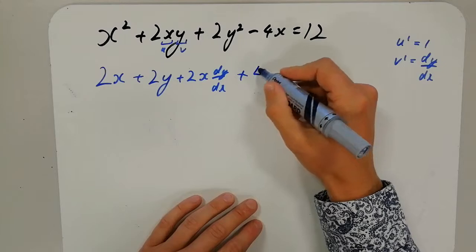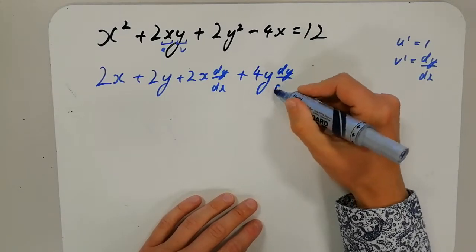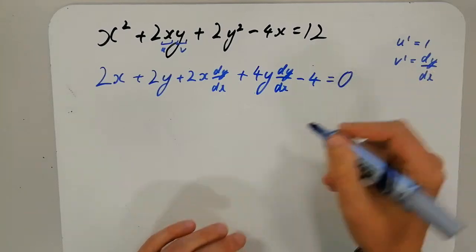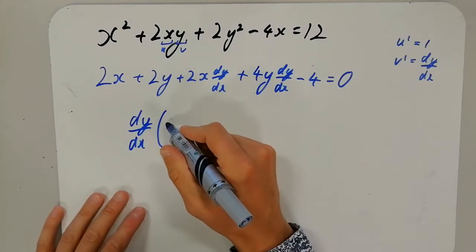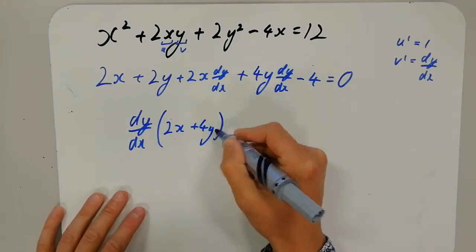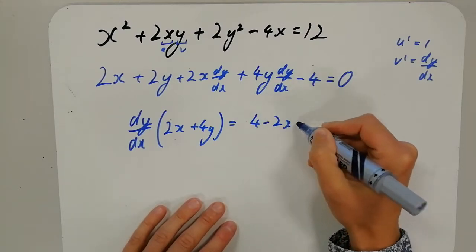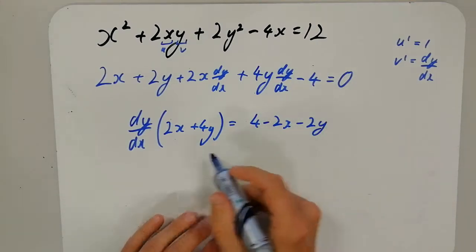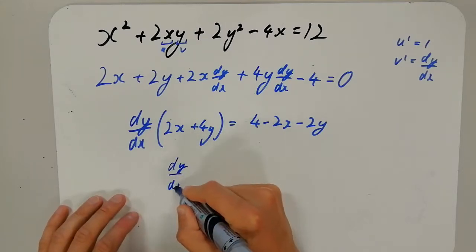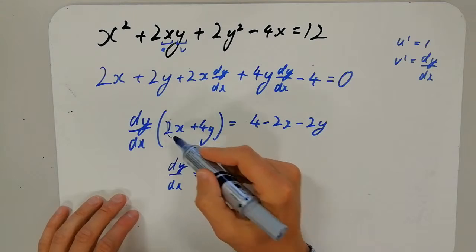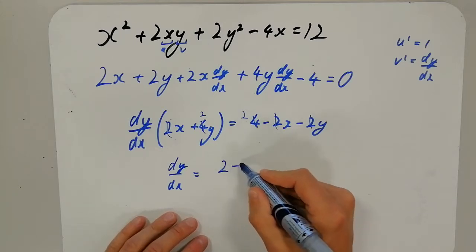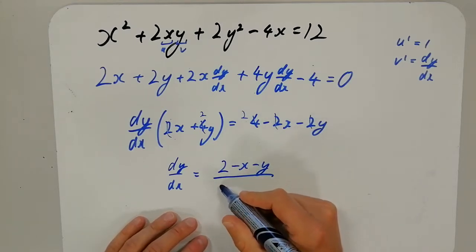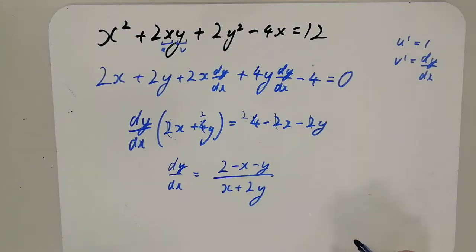Differentiate as per normal, but I've differentiated a y, so dy/dx. Make dy/dx the subject, and then divide through. I can probably cancel a factor of 2 here as well. Okay, so we've got our dy/dx.